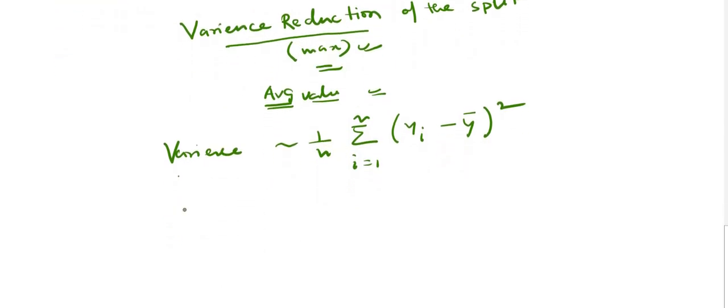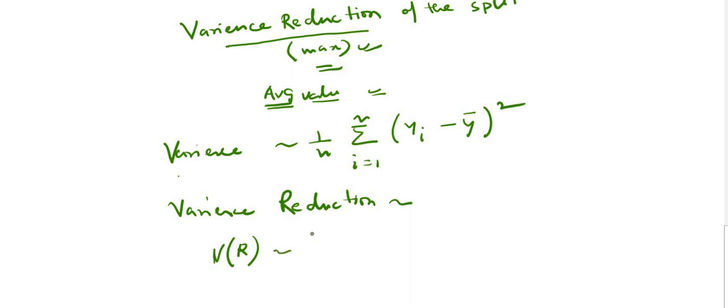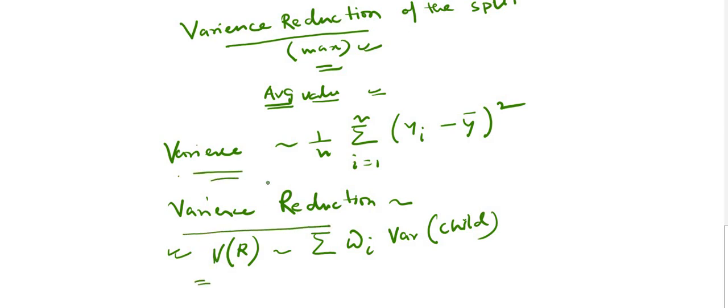So what is the variance reduction formula? Remember this formula because this is important. The variance reduction formula is the variance of the root node minus the weight times the variance of the child node. Remember this part. This is very crucial to find the variance reduction and the variance calculation.